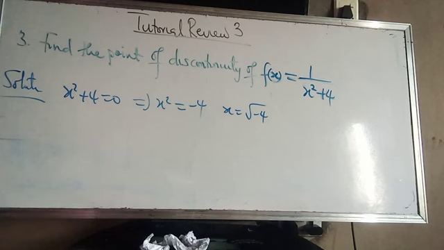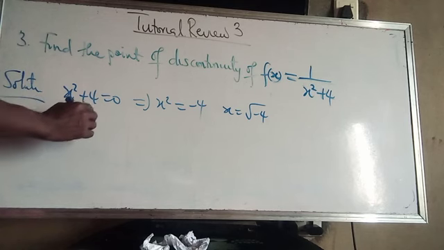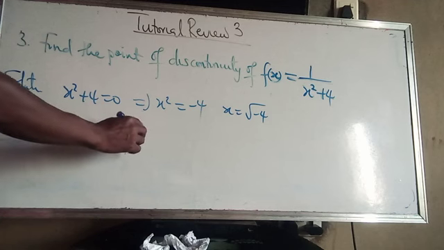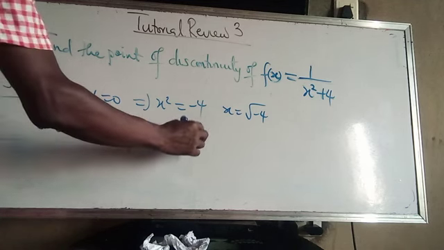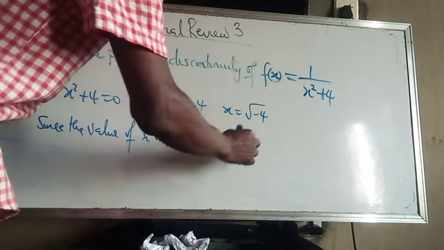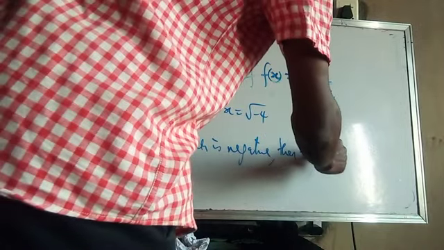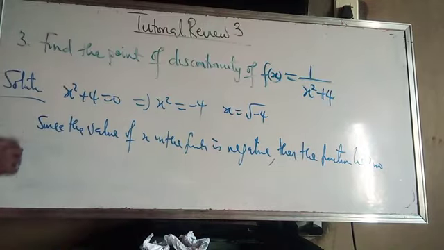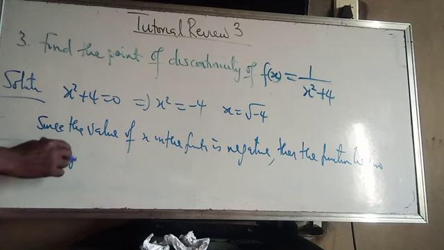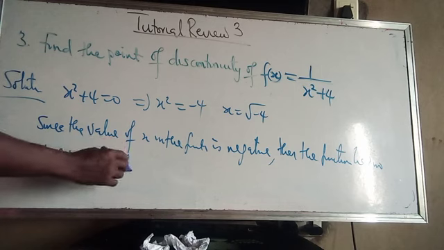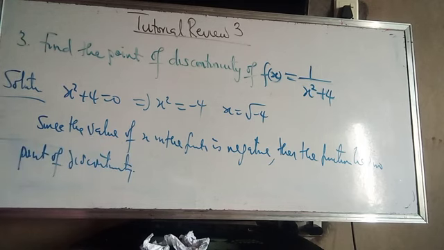So since the value of x in this function is not real, the function has no point of discontinuity. It has no point of discontinuity as far as this function is concerned, since it is giving us a complex value.